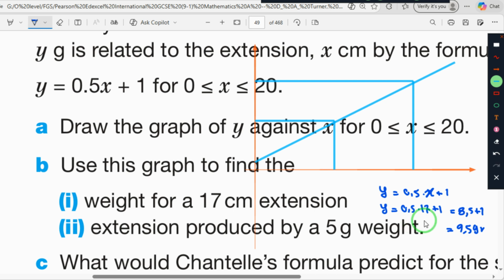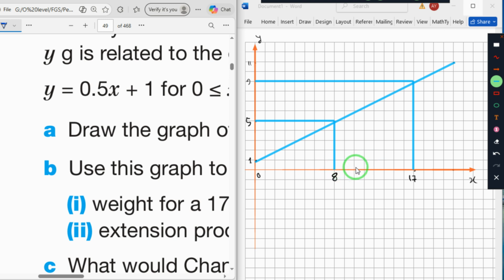It means when we add 17 centimeters, the spring actually extended or increased the 9.5 gram weight. There is a little bit of difference between this calculation and the graph. Because when we add 17 centimeters, this equals 9.5, a little bit, because it's not so accurate. This graph must be a little higher.